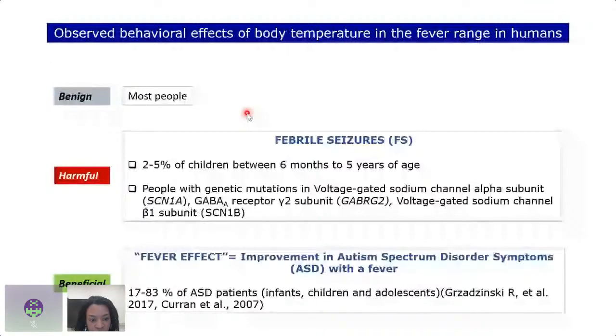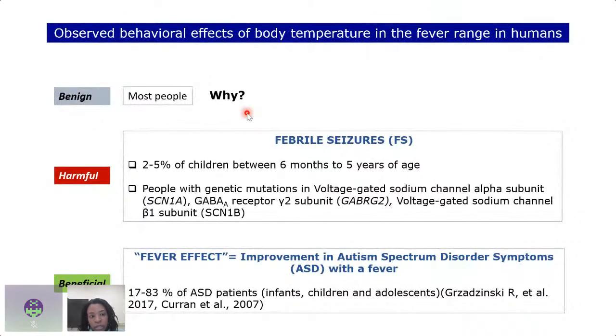So in 17 to 83% of autism patients, this includes infants, children, and adolescents, they experience symptom improvement. And this symptom improvement is notable because currently most pharmaceutical drugs on the market are not effective at treating the diagnosed symptoms. However, you have a case here where fever is very effective at reducing the incidence of the diagnostic symptoms. So understanding the mechanism which is promoting this is pretty intriguing.